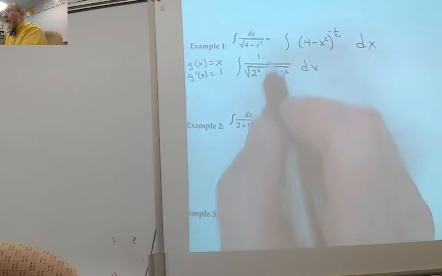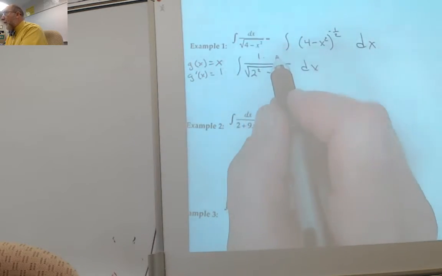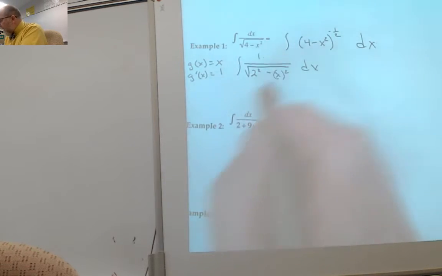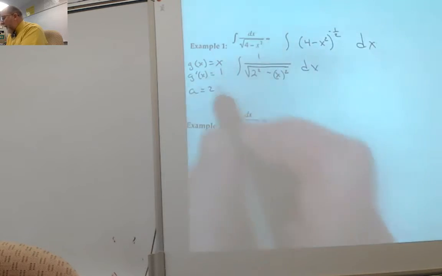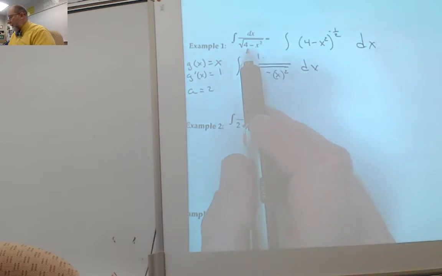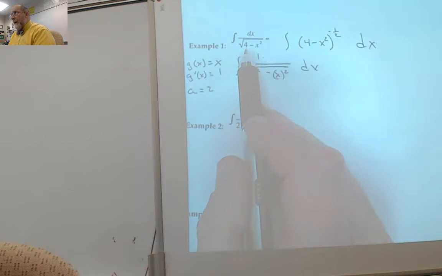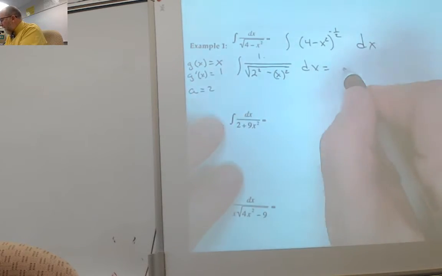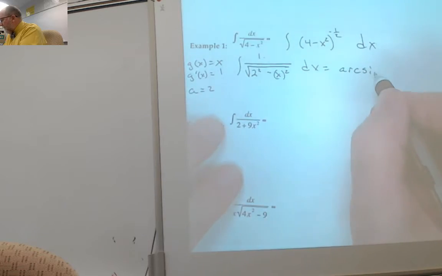So for sure, it's either arcsine or arcsecant. A is going to be 2. It's always the square root of that number. And since it's a squared minus g of x squared, it has to be arcsine. So my answer is going to be arcsine of g of x, which is x, over a, which is 2, plus c.